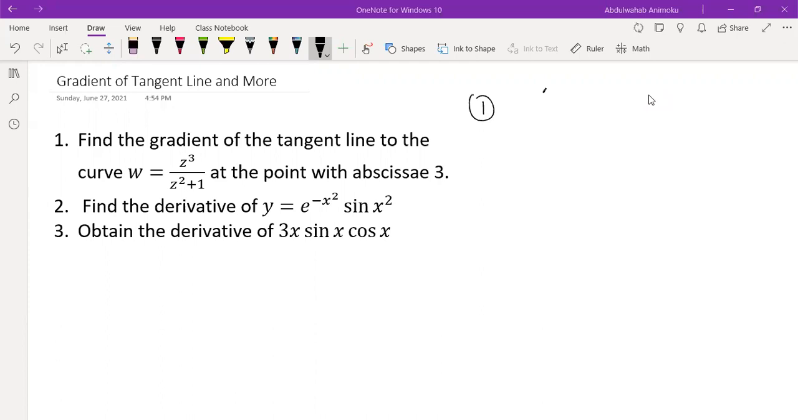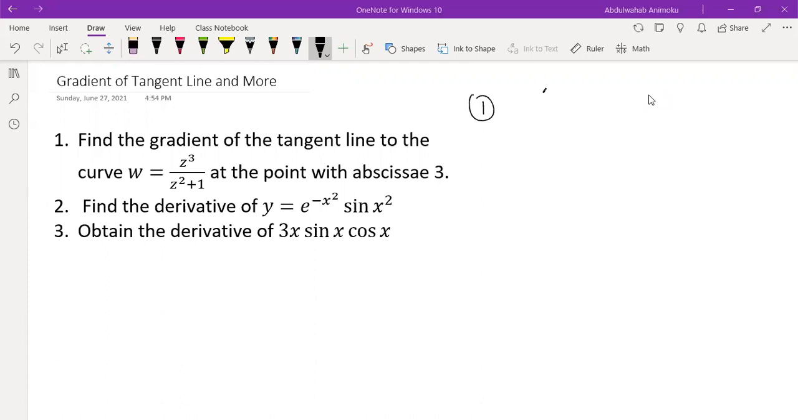In this video, we're going to look at how to solve more problems on differentiation of functions. And the first one will be how to find the gradient of the tangent line to a curve at a particular point, right? And then other questions on derivatives. So let's just get started on the first one.